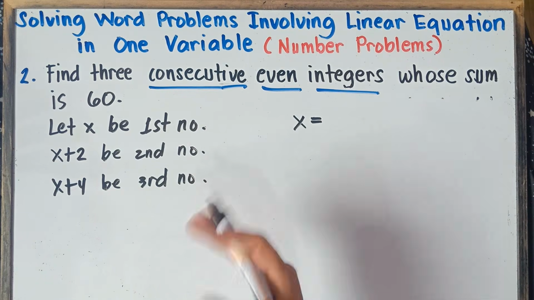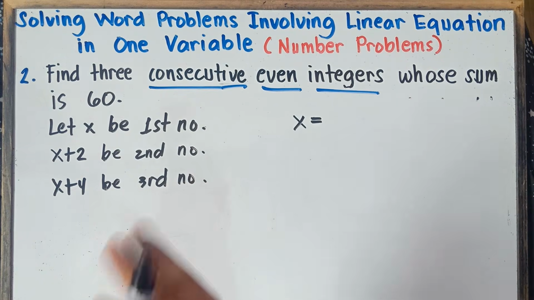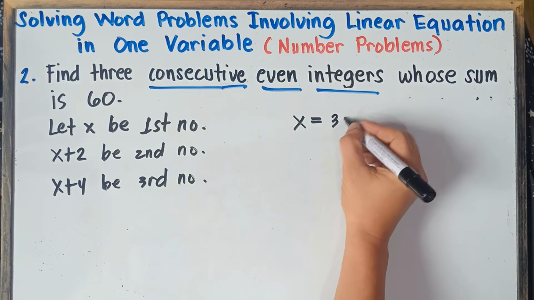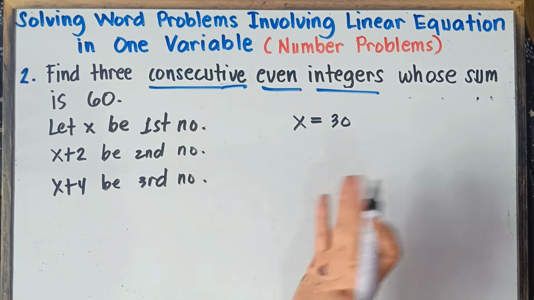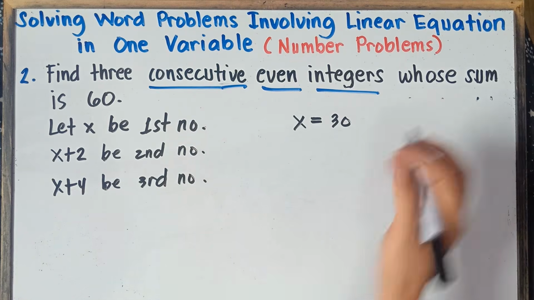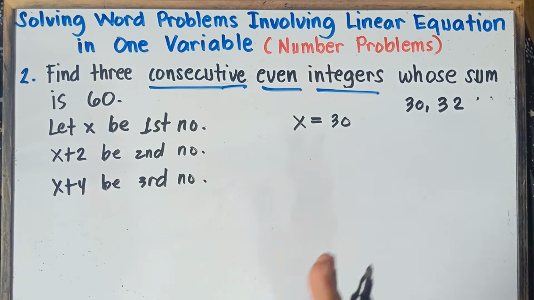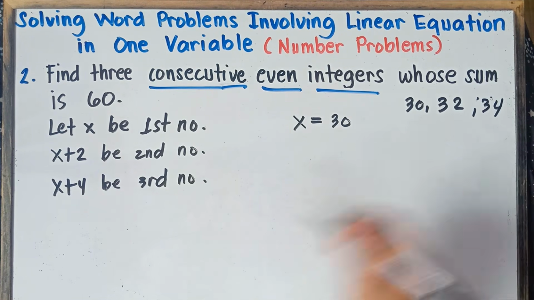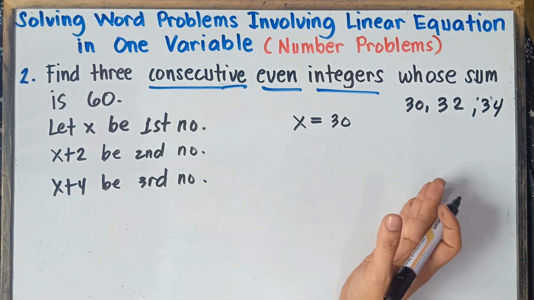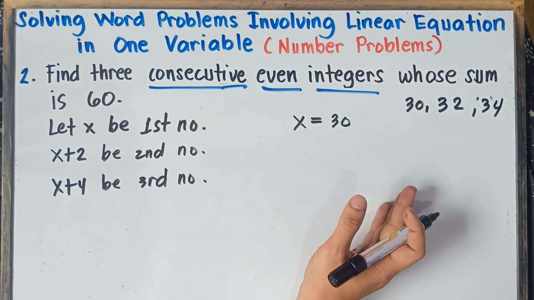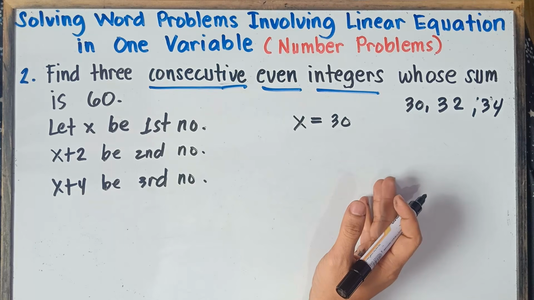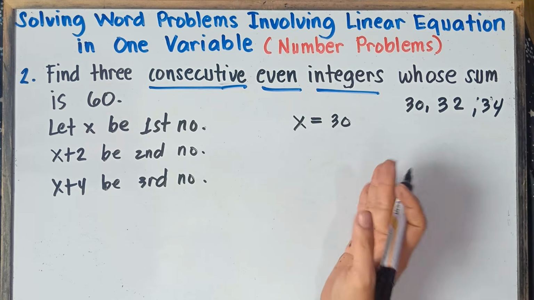If your x is, let's have another example, class. If your x is 30, what will be the next number after 30? That's correct. It should be 32, right? 30, 32, and then 34. Now, question, how will you get 32 if your x is 30? That's correct. You should add 2, because 30 plus 2 would be 32.